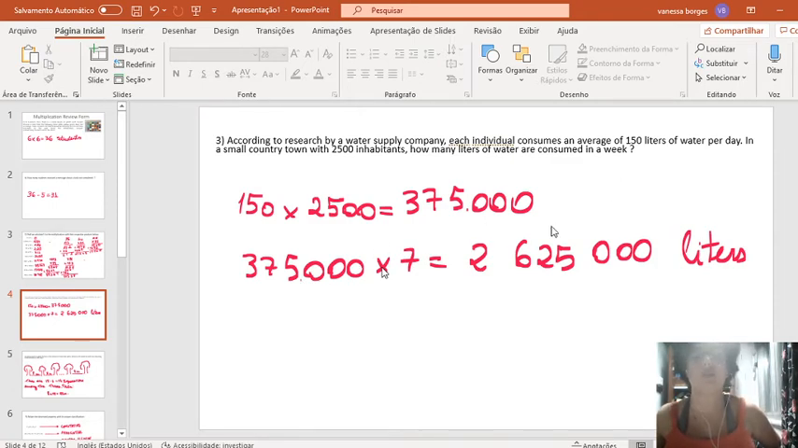Then this is per day, okay? This quantity. Then I have to multiply by 7 because it's a week, and 1 week is 7 days, and this is going to give me 2,625,000 liters.